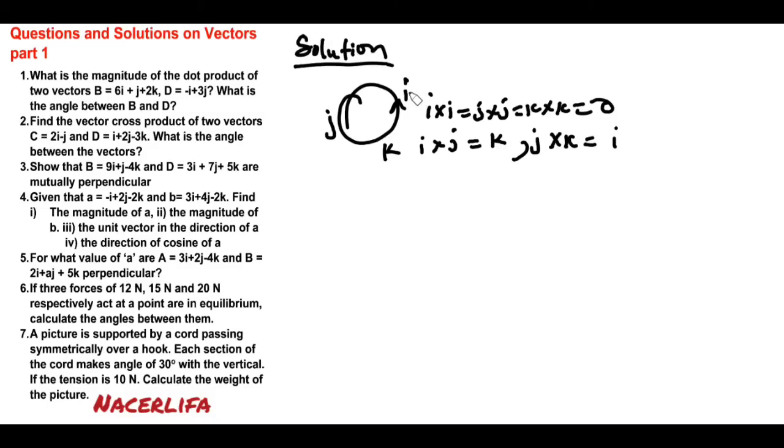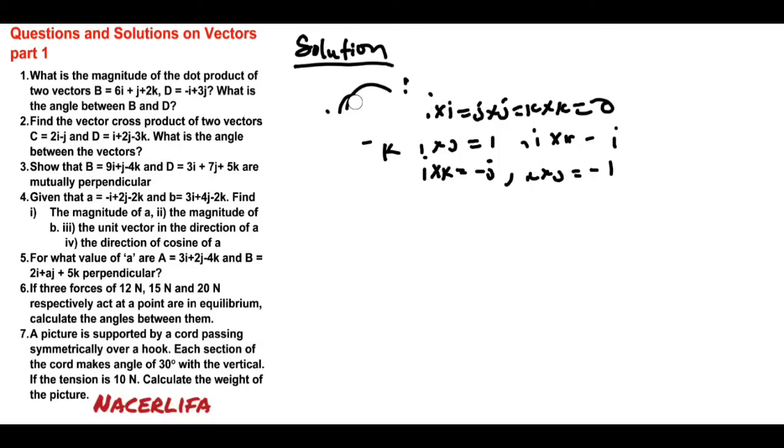But if we decide to cross in the reverse order, we have I cross coming this way now, I cross K, it gives us minus J. If we have K cross J, it gives us minus I. So we shall be making use of this to solve this problem. We can also perform vector cross products using the determinant method. So how do we go about this?